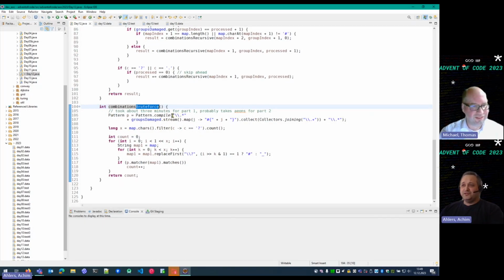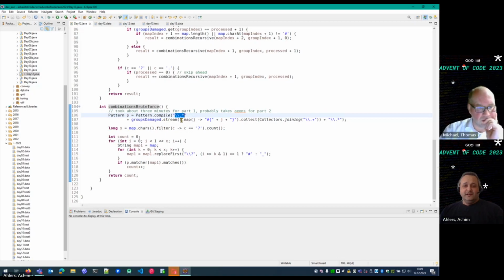The idea for this approach is I create a regular expression. For that, I can have an unlimited number of operating hot springs before and after, in the front and in the back, and in the middle I have for every group of damaged hot springs an expression that says, okay, I have these hashes in a number of j, the number of defective hot springs in that group, and these groups are separated by at least one operating hot spring.